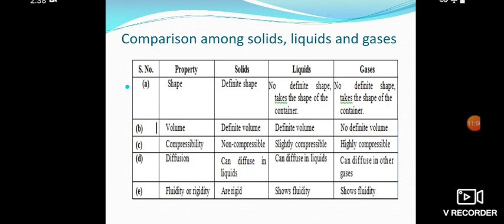Liquids are slightly compressible, but gases are highly compressible. Diffusion. Solids cannot diffuse. Liquids can diffuse but to a small extent. Gases can diffuse in other gases. Gases show the highest diffusion property among solid, liquid and gas. Solids can diffuse in liquid.